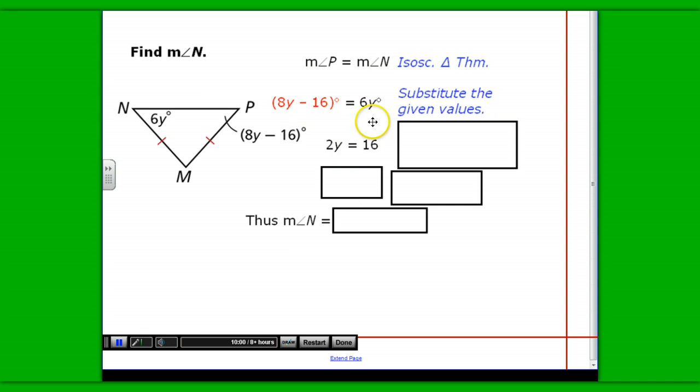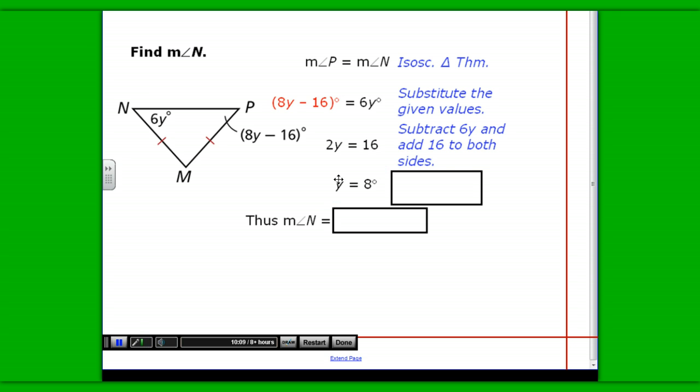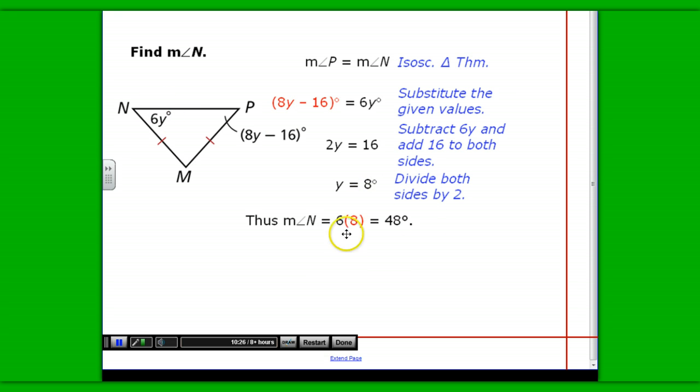And now we could simplify this, right? We could collect our y's to the same side and isolate the y, right? And divide, now we're going to divide by 2, right? And we end up with, not the measure of angle, but y equals 8. So if we want to know how many degrees are in angle N, we're going to substitute 8 into this expression. So the measure of angle N is 48 degrees.